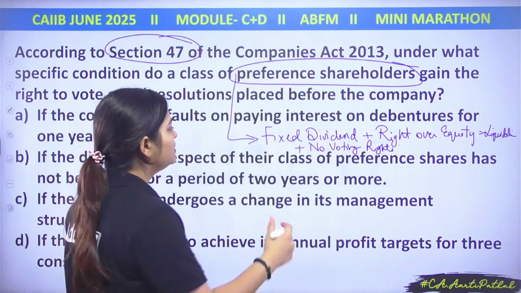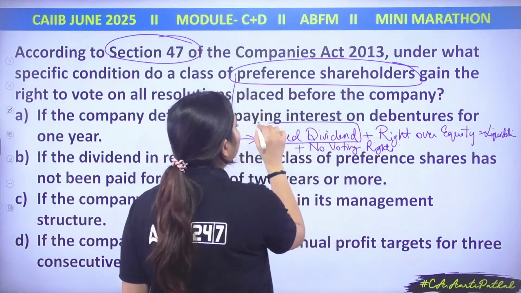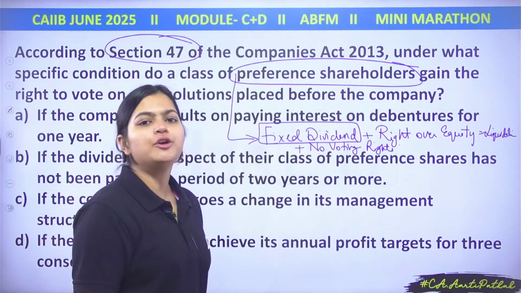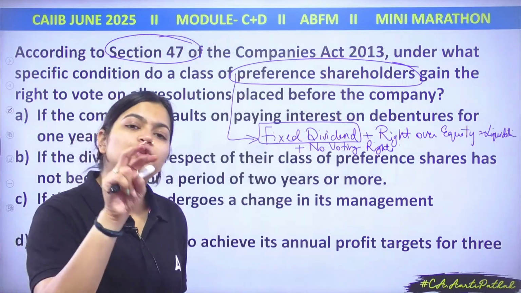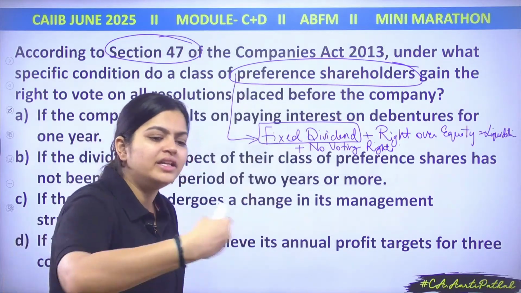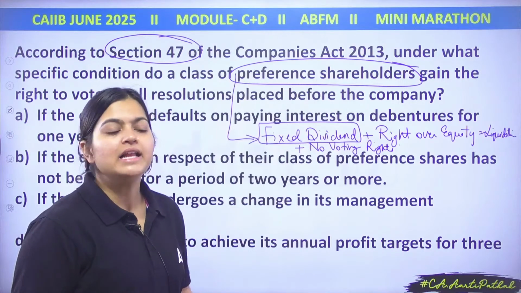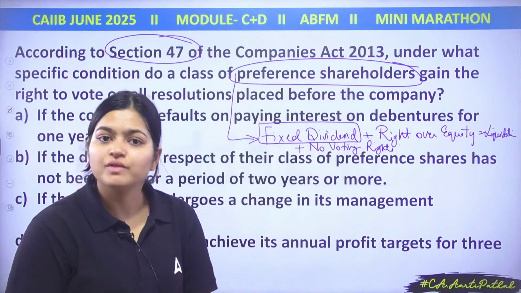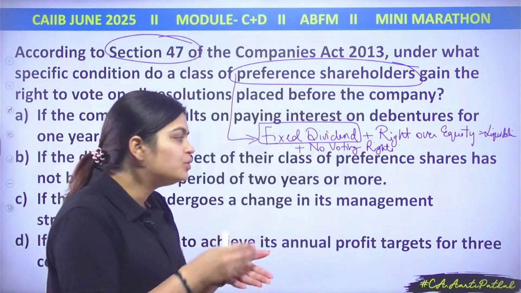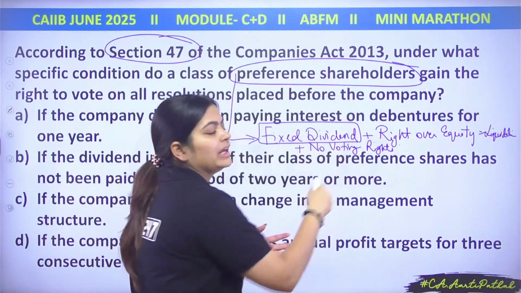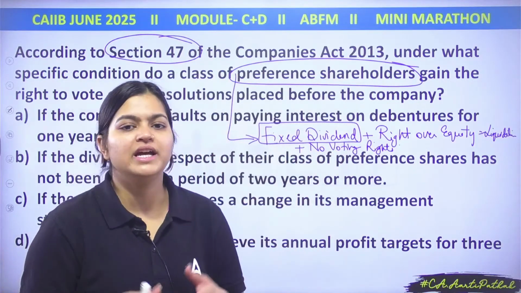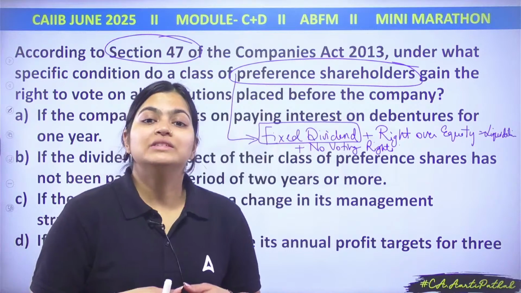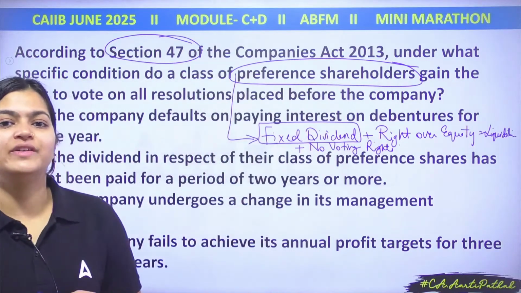But you have one condition here, to give them fixed dividend. If as a company you are not providing fixed dividends for 2 consecutive years, like in year 24-25 and 25-26, then you need to give the right to vote in your company on whatever agenda or specific laws you want to implement. So that is what Section 47 talks about.